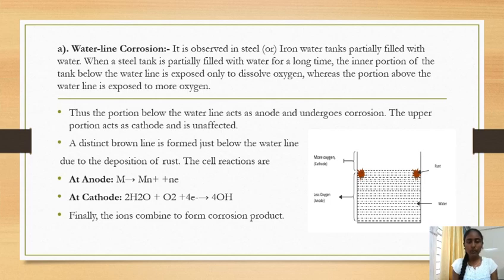At anode, the metal loses electrons. At cathode, water, oxygen, moisture, etc. form OH- ions. Finally, the ions combine to form the corrosion product. This is called waterline corrosion.